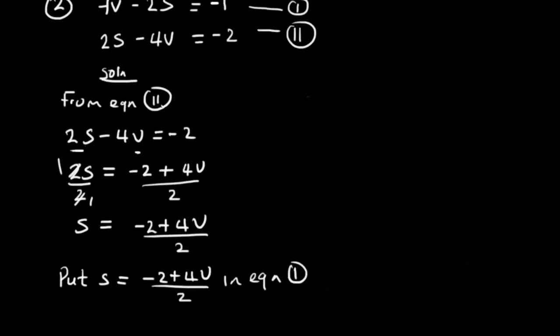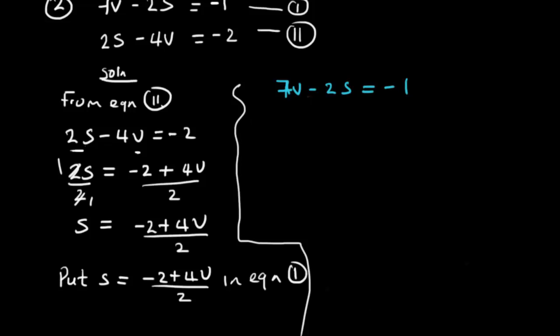Can you see? Because we started with equation 2. So remember, you first of all write the equation. Equation 1 is 7v minus 2s equals minus 1. Anywhere I see s, I call it minus 2 plus 4v all over 2. So I'll be having 7v minus 2 into brackets minus 2 plus 4v all over 2 equals minus 1. Now, luckily for us, in this case, 2 can go into 2.